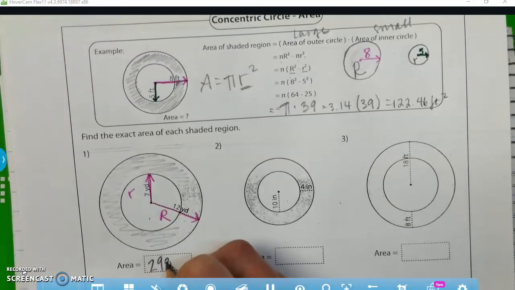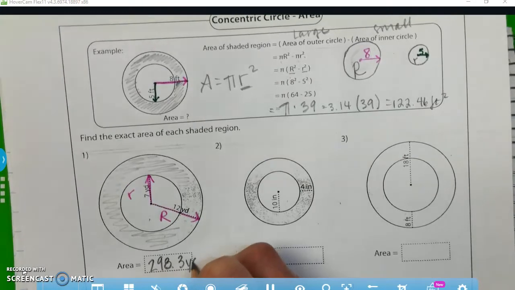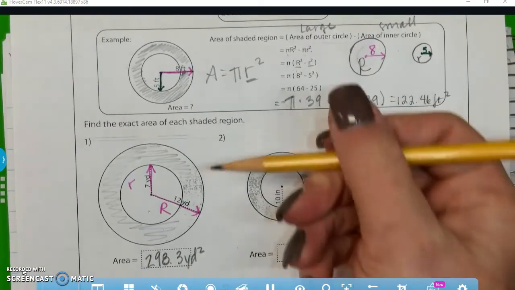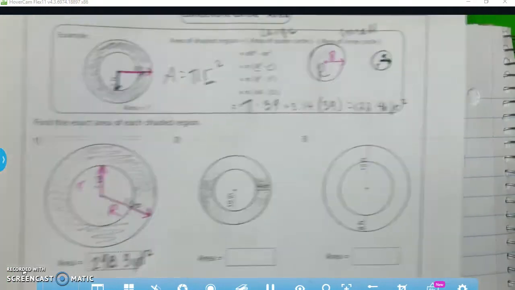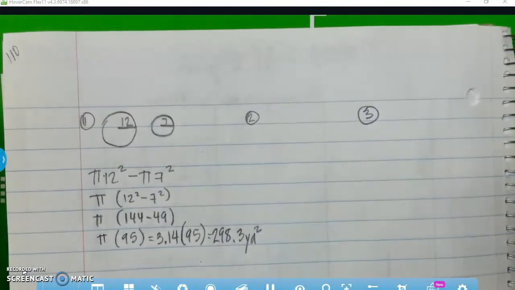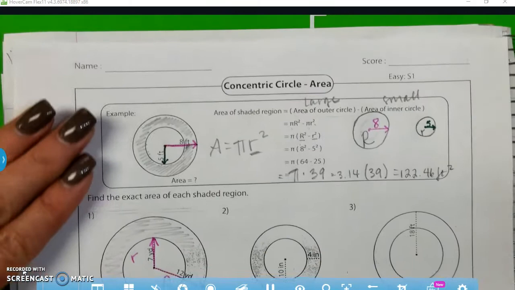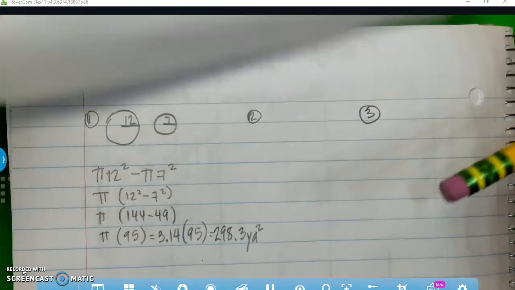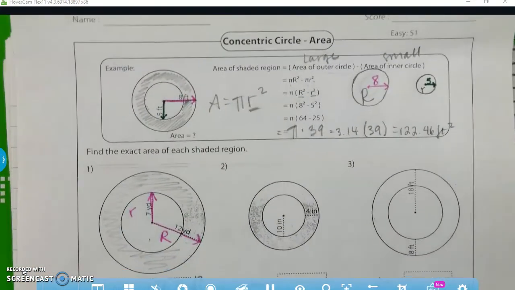298 and 3/10. I feel like this worksheet does not have enough space to work, so this is a great way to organize your work. So then you guys are able to glue this, open this up, and see all of your work right here. All right, step number 2, example number 2.